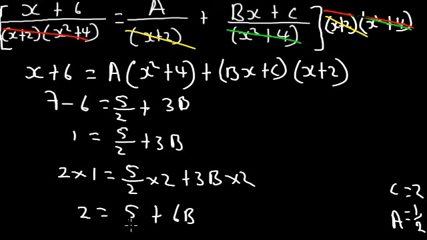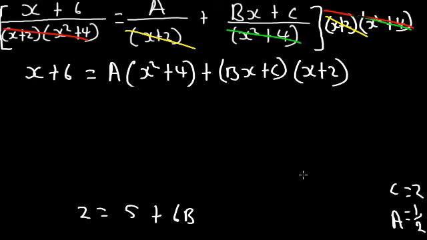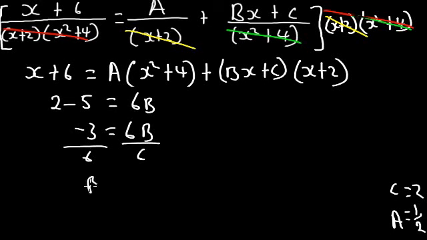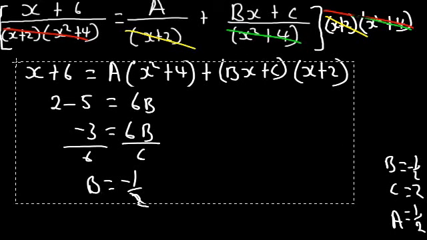So now what I would like to do is subtract 5 from both sides respectively. Then I have 2 minus 5 equals 6b. 2 minus 5 results in negative 3, and that is still equal to 6b. And dividing by 6 will eventually give b equal to negative 1 by 2. So a is 1 half, b is the negative of a.